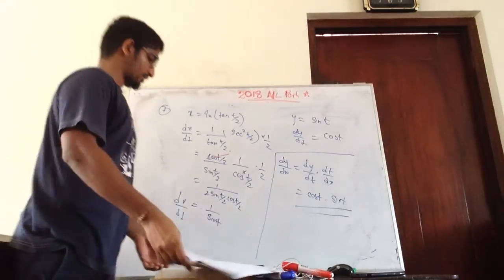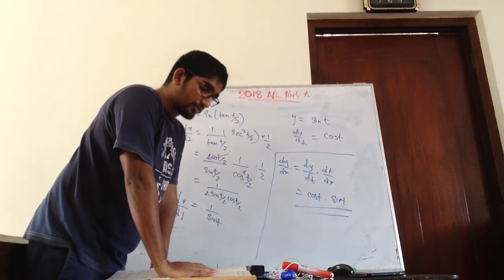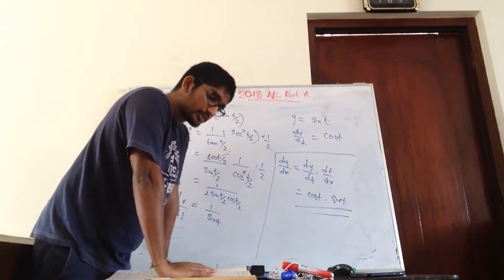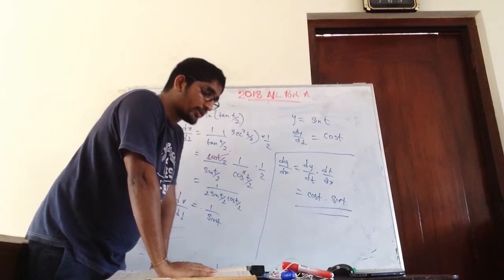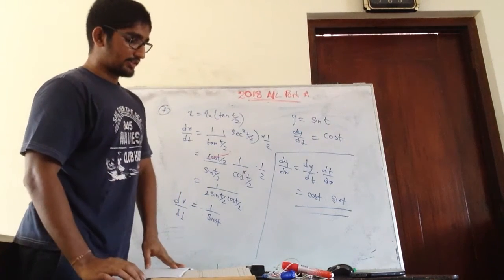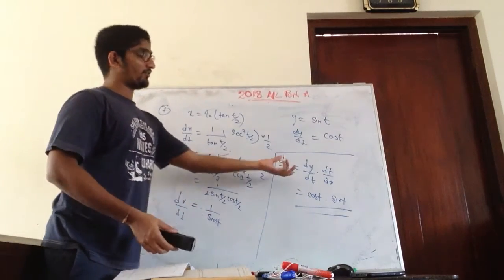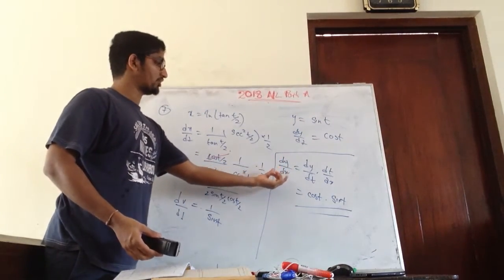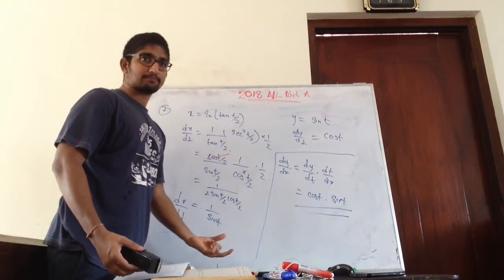Alright. Then they are asking, deduce that the gradient of the tangent line drawn to the curve C at the point corresponding to t equals 2 pi over 3 is minus root 3 over 3. Now this is easy. What we need to do is basically substitute the t value for the gradient, right?